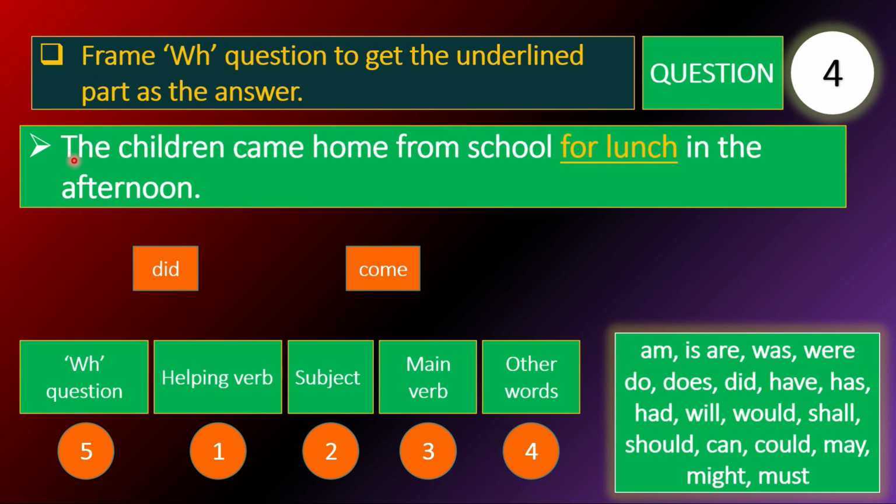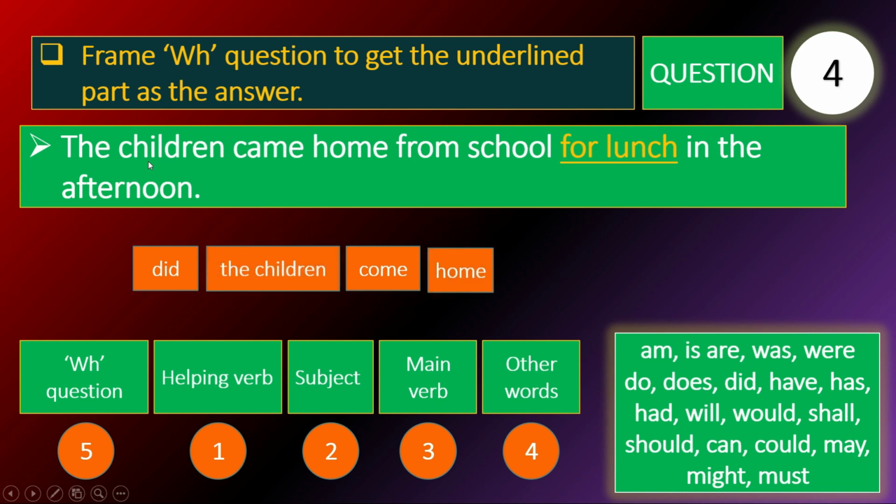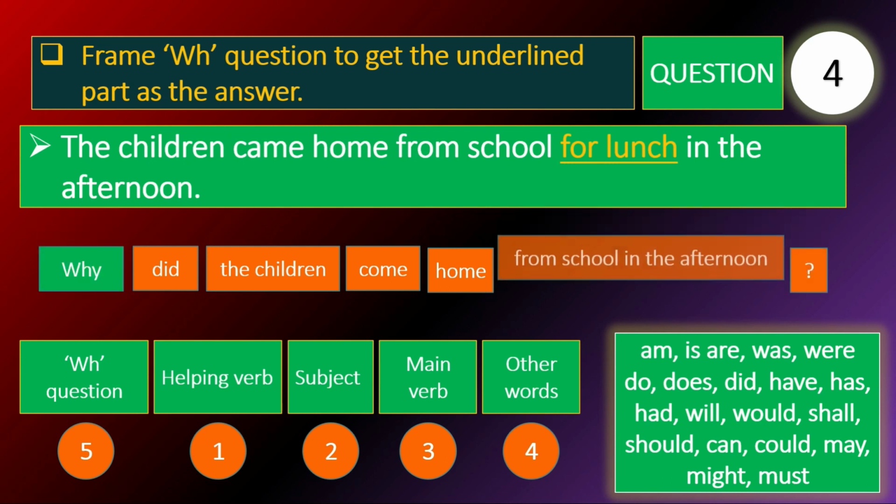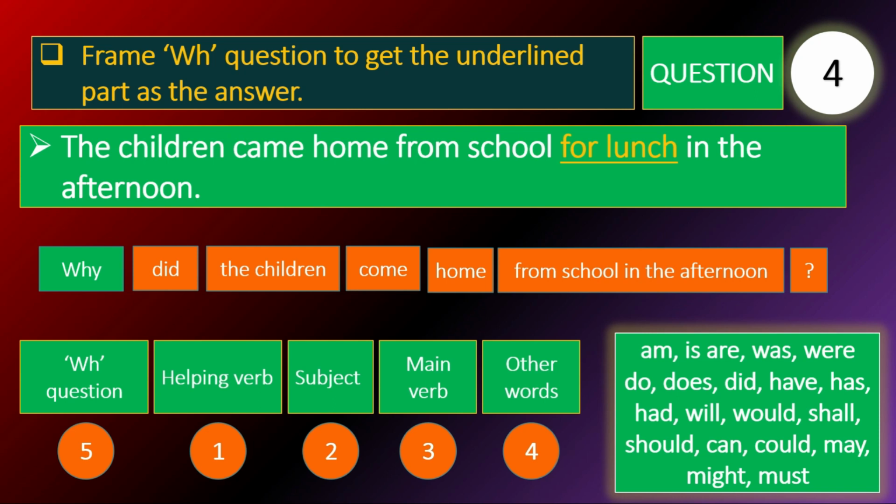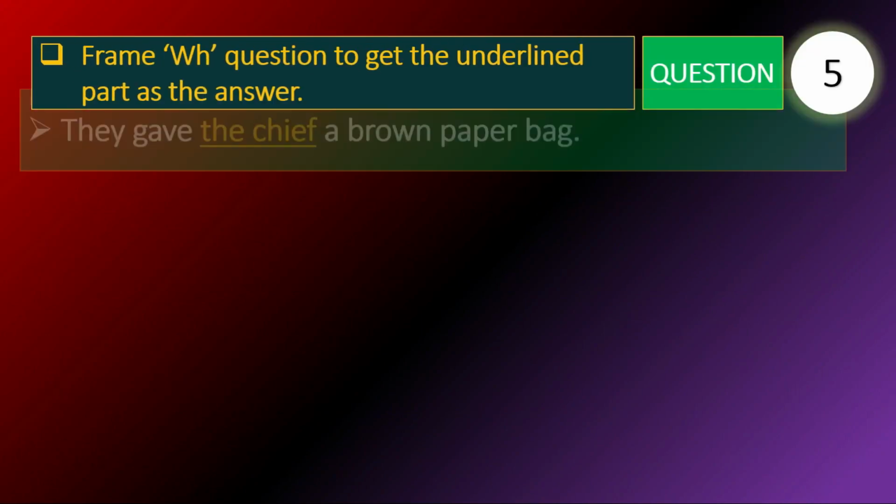Now we need to put the subject here. The subject is the children. So did the children come? And what should be the next one? Come home from where? From school in the afternoon. And you have why at the beginning. So why did the children come home from school in the afternoon? You got the question now. Now let's look at the fifth one.